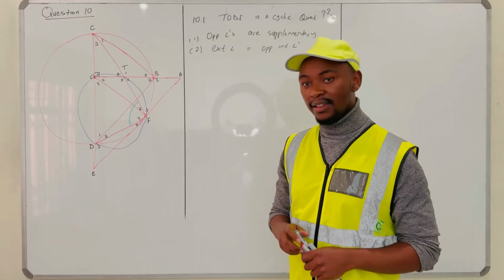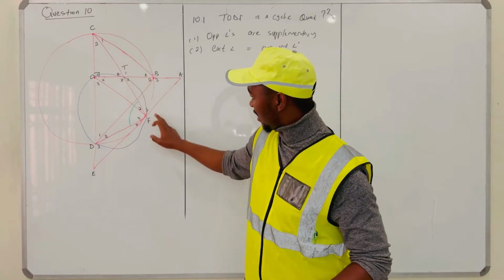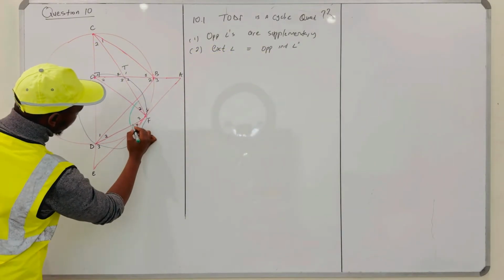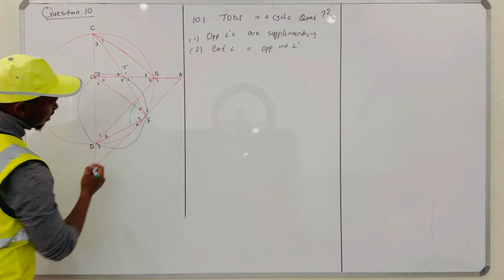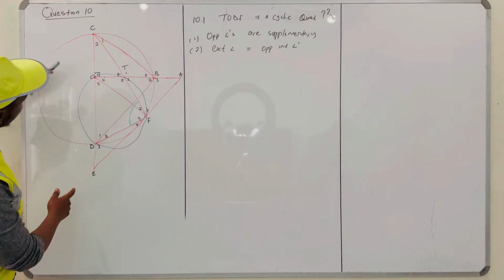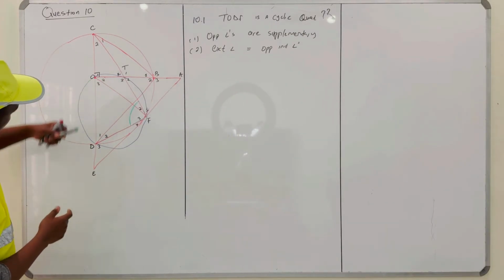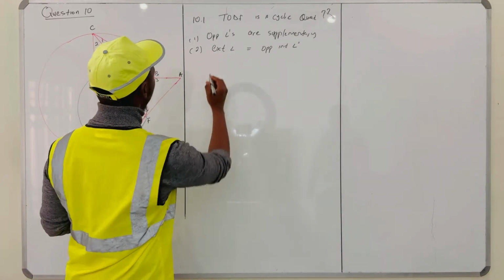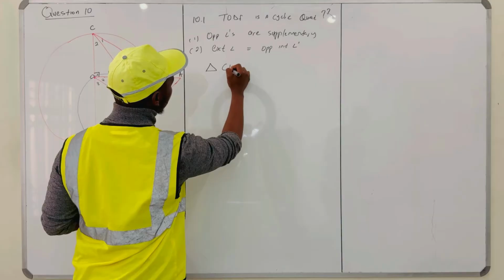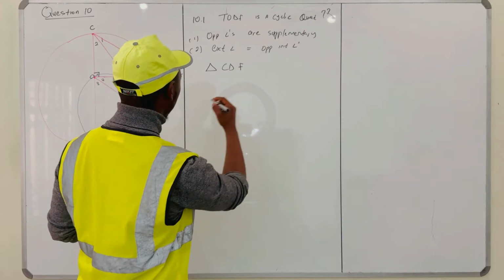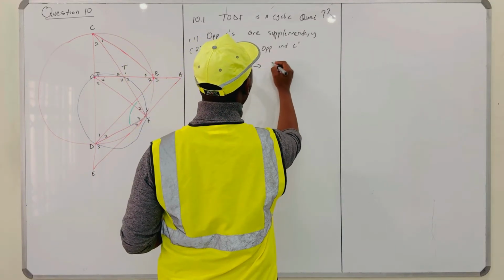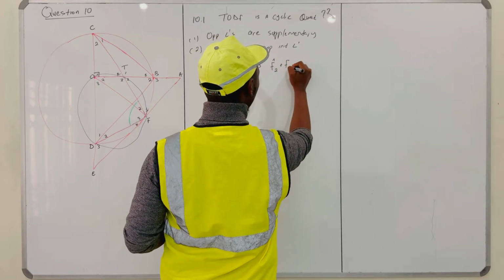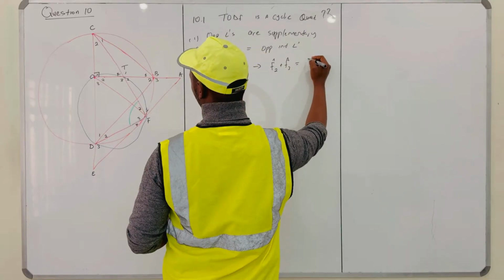Where is that angle? That angle is at the circumference. Here's the angle. It's at the circumference. All right. And it's within the triangle CDF. So if we look here, in triangle CDF, we have an angle there. We have angle F2 plus F3, or you can call it angle CFD.